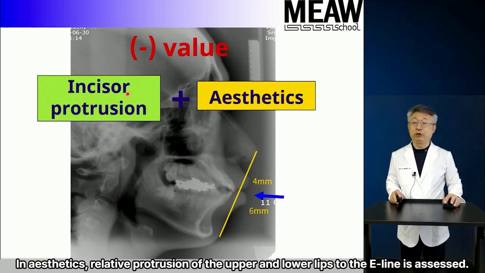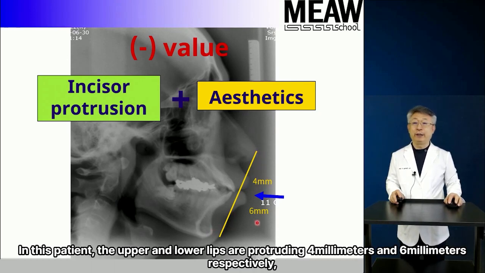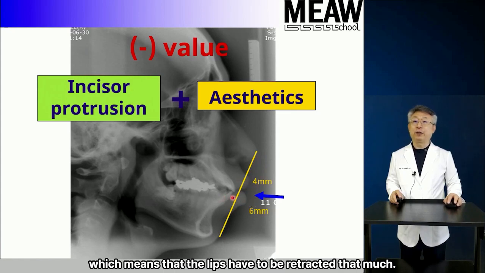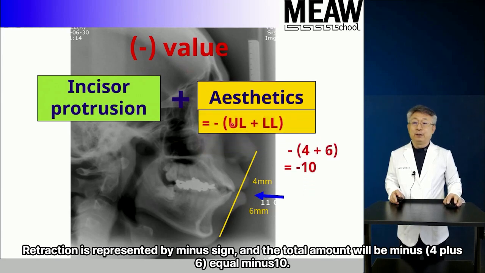In aesthetics, relative protrusion of the upper and lower lips to the aesthetic line is assessed. In this patient, the upper and lower lips are protruding 4 mm and 6 mm respectively, which means that the lips have to be retracted that much. Retraction is represented by a minus sign, and the total amount will be -4 plus -6 equals -10.